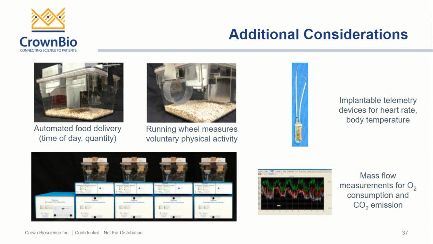Monitored running wheels can track voluntary engagement in physical activity to quantify an animal's willingness to exercise. Alternative mechanisms can be used to track an animal's movements in the X, Y, and Z planes for more comprehensive analysis of total physical activity. Implanted telemetry devices can report real-time data on body temperature and glucose. This can be used to assess an animal's level of thermogenesis, which is the burning of brown adipose tissue to produce heat. Gas sensors can measure the flow rates for oxygen consumption and carbon dioxide emission. These can be used to indirectly calculate calorimetry as a function of time.